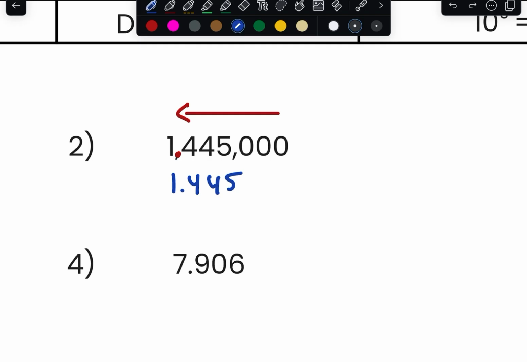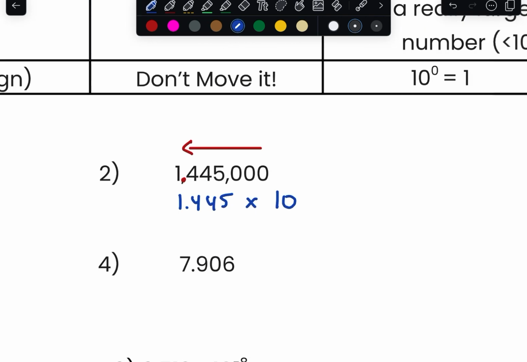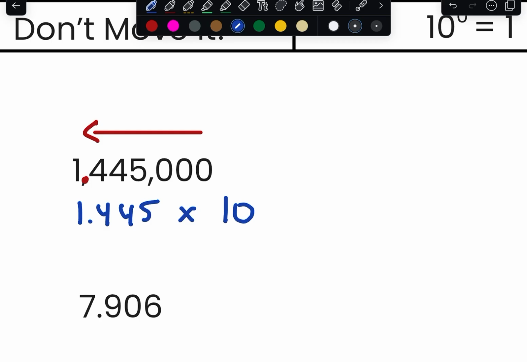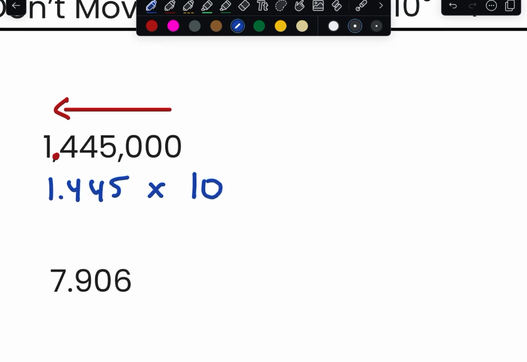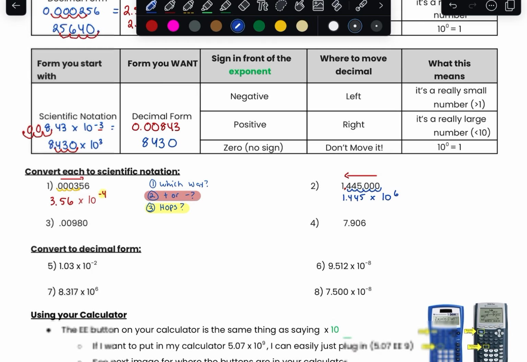So don't include them for now. So that's 1.445 times 10 to the something. What I need to figure out now is if this is going to be plus or minus. Well, I notice that this number is much bigger than 10 in decimal form, and so that means this is going to end up being a positive exponent. So how many places do I have to move this decimal? Well, I started at the end here and I went 1, 2, 3, 4, 5, 6. So this is going to be times 10 to the 6th.